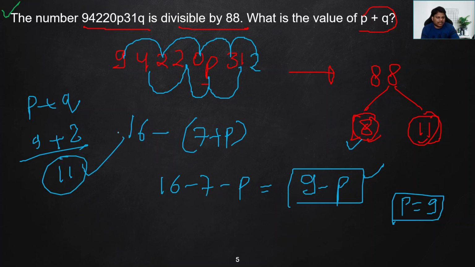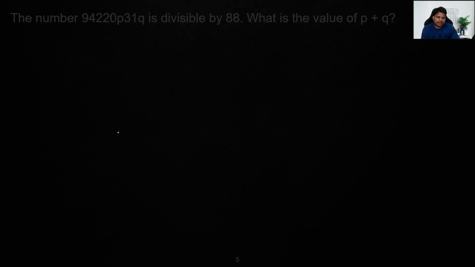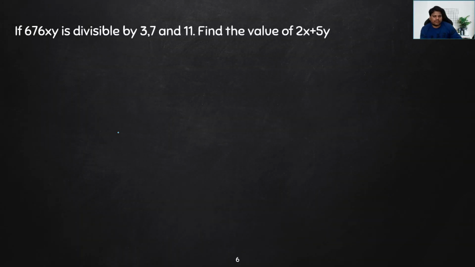So this is the process to solve the question, you'll get a lot of these questions in the book. Let's do one difficult question. This is a little, not very difficult, but a little difficult question, and there are two ways to solve this question.